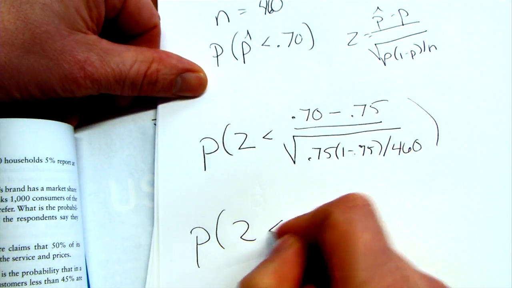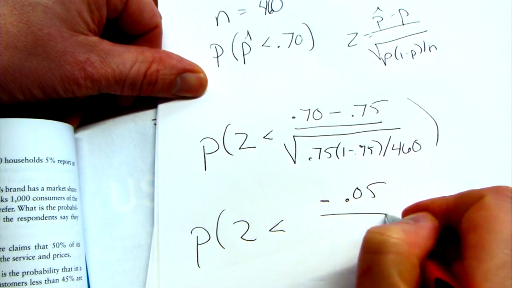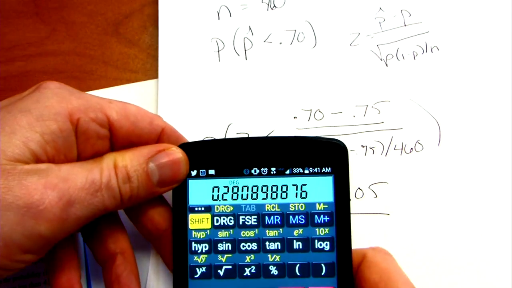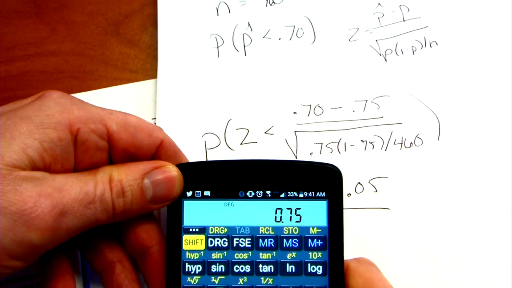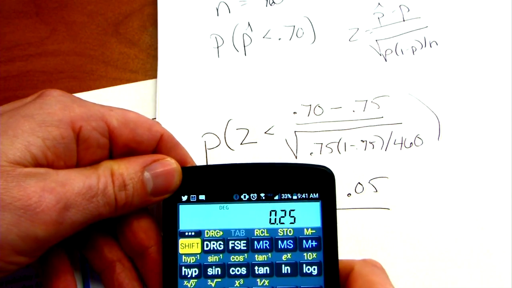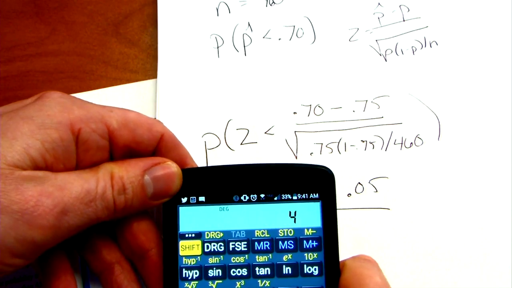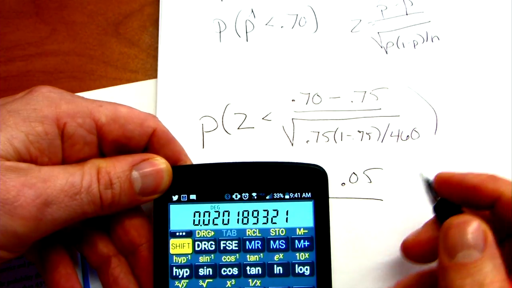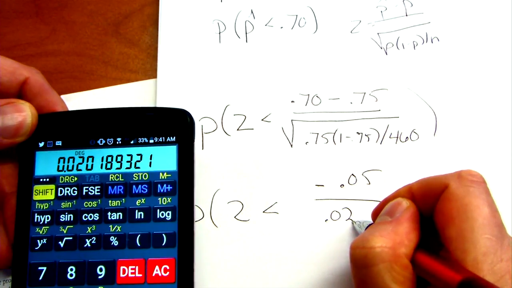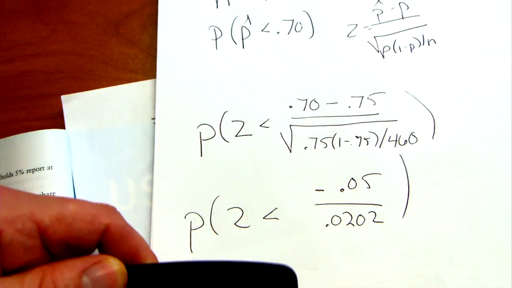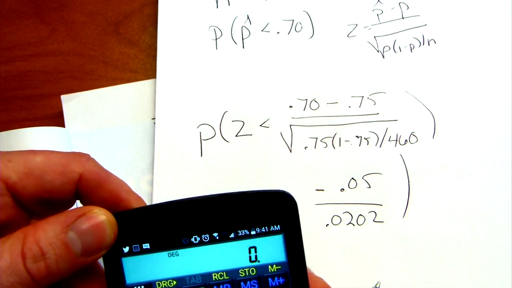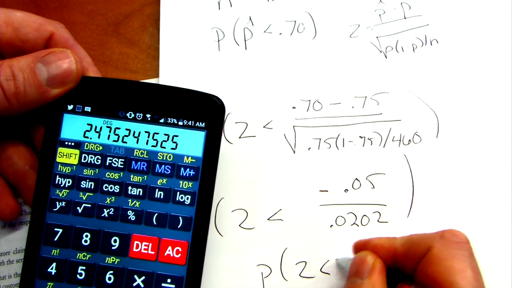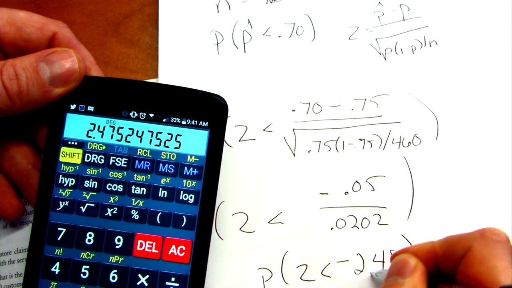The numerator is pretty easy. It's negative 0.05. And the denominator, I need to do a little work. I take 0.75 times 1 minus 0.75, which is 0.25, divided by 460, and then take the whole square root of that. I get a denominator of 0.0202. So 0.05 divided by 0.0202 gives me the probability that z is less than negative 2.48.